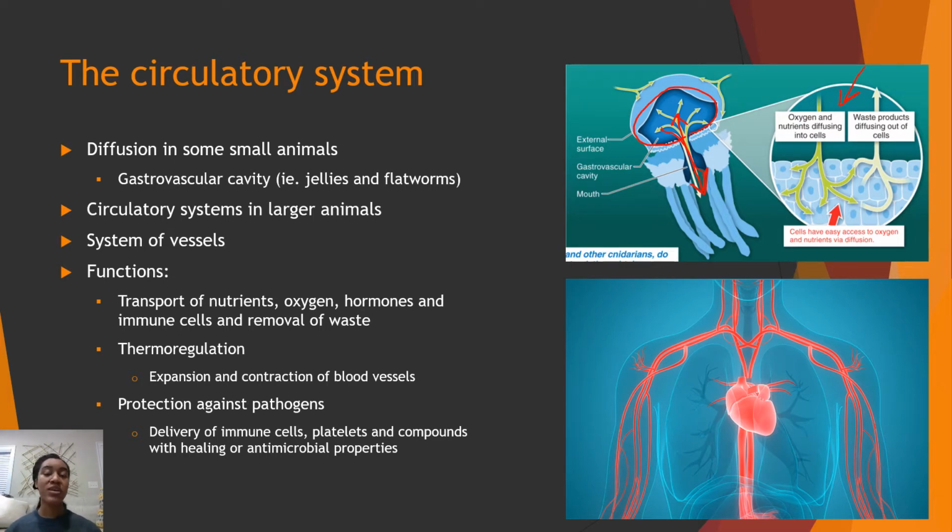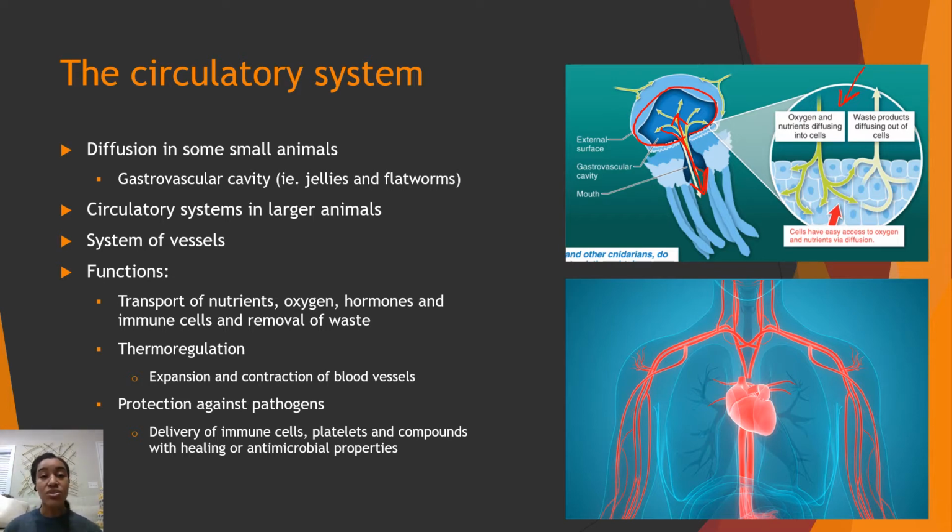But as animals become larger and more complex, we don't have the luxury of being able to just undergo diffusion through our skin or through using a gastrovascular cavity. Instead, we have to use a system of vessels called the circulatory system to transport nutrients, oxygen, hormones, and cells, and everything that we need to the tissues that need it, and to remove waste from our interstitial fluid.